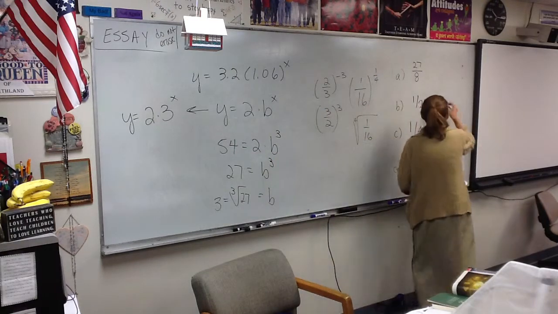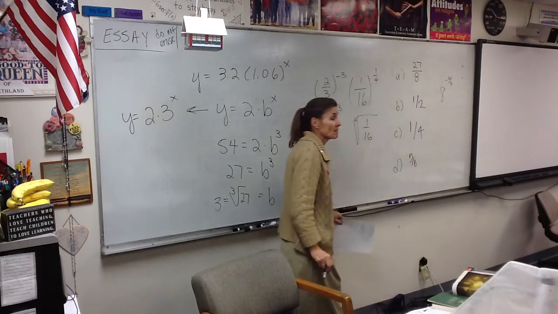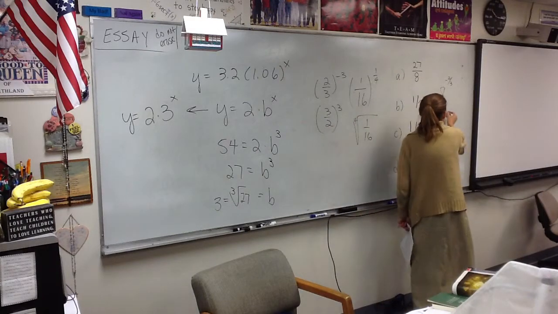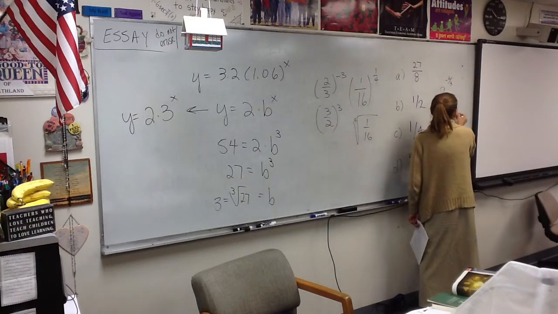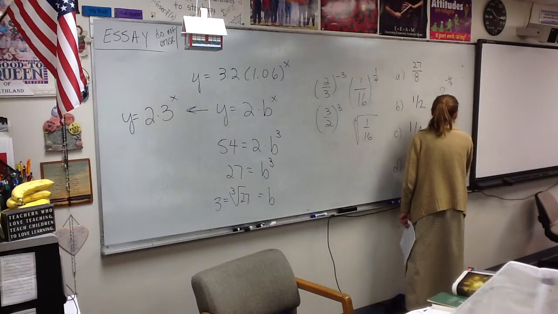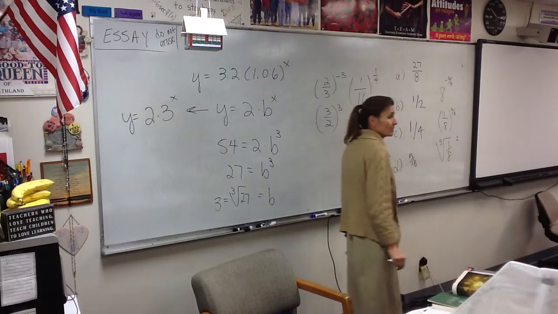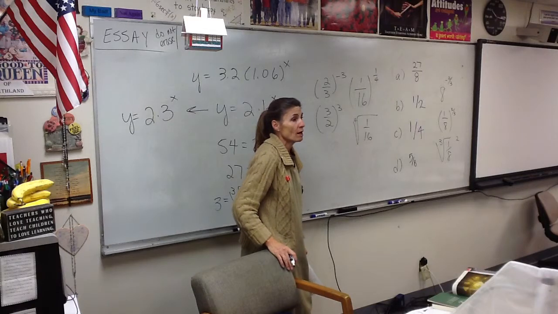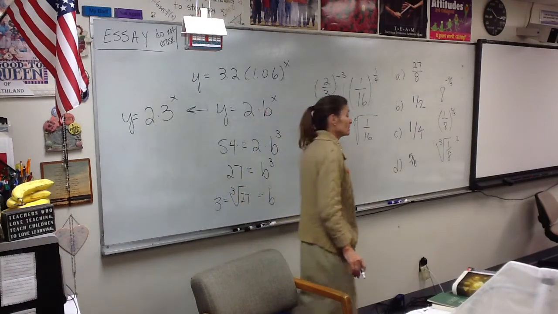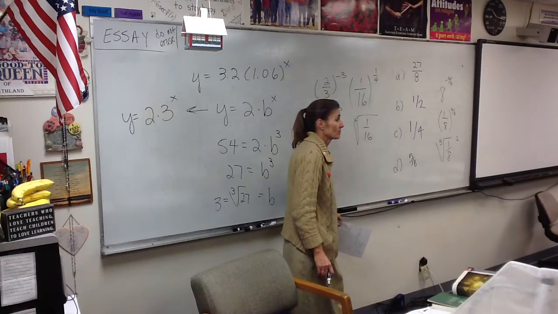Next one, we have 1/4. Anybody want to talk about that one? Anybody have a question about that? The negative exponent tells me I need to flip this. The fractional exponent tells me I have a radical. It's a cube root squared. What's the cube root of 1/8? 1/2. And 1/2 squared is 1/4. We are doing very well. Yeah, I'm on fire today.